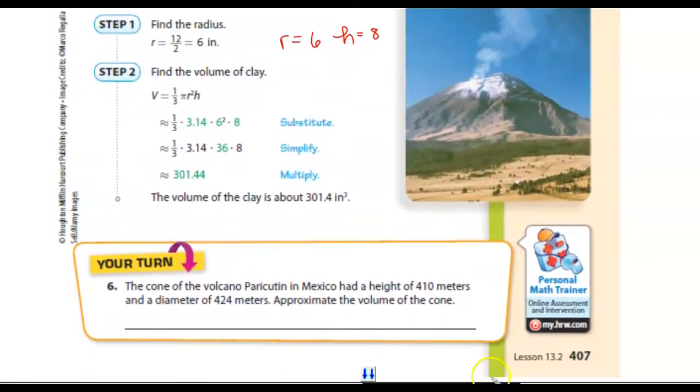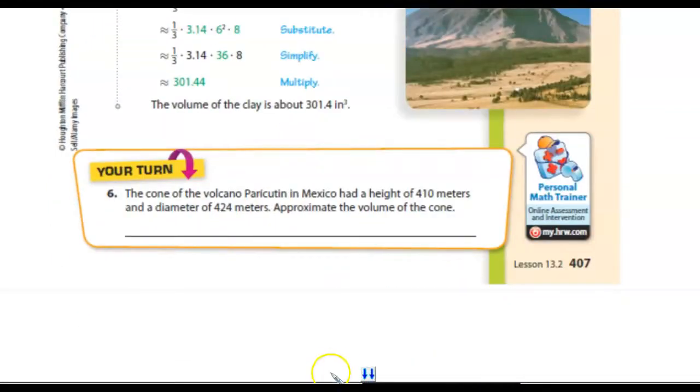For your turn number 6, it says the cone of the volcano Paricutin in Mexico has a height of 410 meters and a diameter of 424 meters. Approximate the volume of the cone. Identify your radius, identify the height of your cone, and then find the approximate volume of this volcano. Your answer should have been 19,286,968 and 5/10 cubic meters.